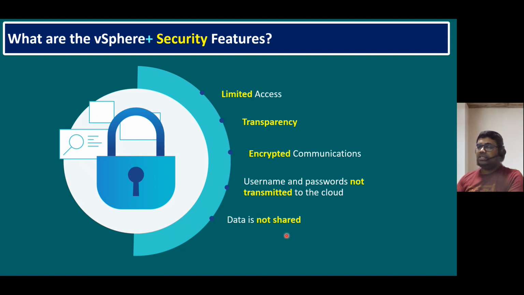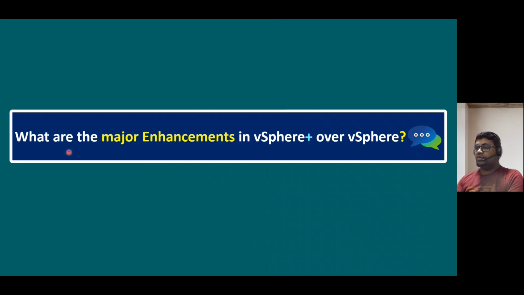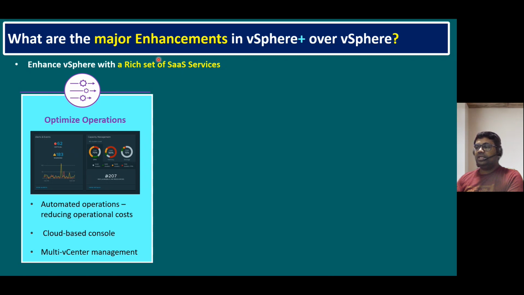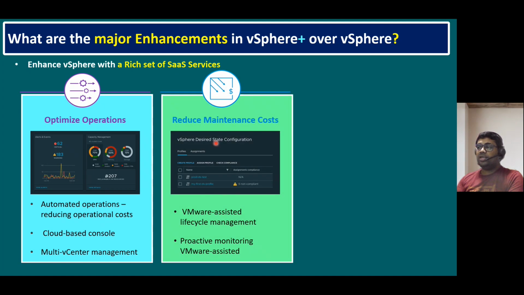Okay, and what are the major enhancements in vSphere Plus compared with VMware vSphere? That is the question. Let's observe the major enhancements. It enhances vSphere with a rich set of software as a service. Software as a service means optimized operations and reduced operational cost, a cloud-based console, and multi vCenter management. Earlier, we did not have any tool for multi vCenter management. Now the best tool is the VMware Cloud Console, along with reduced maintenance costs and VMware-assisted lifecycle management.